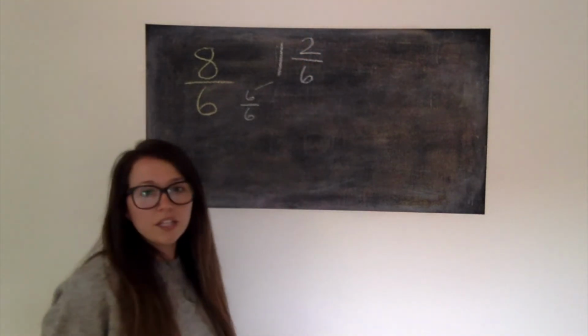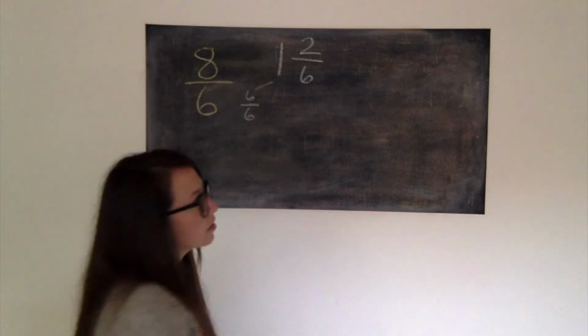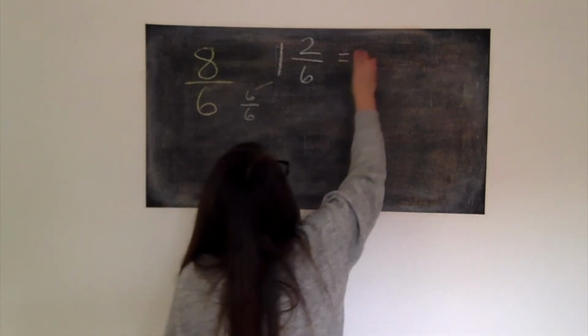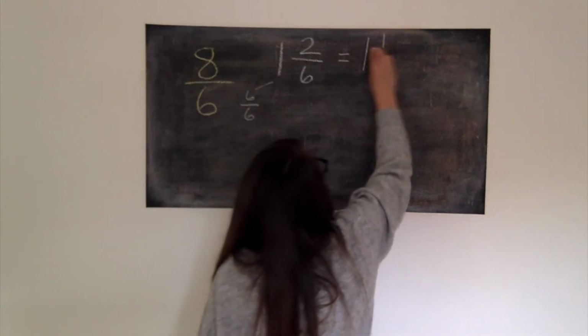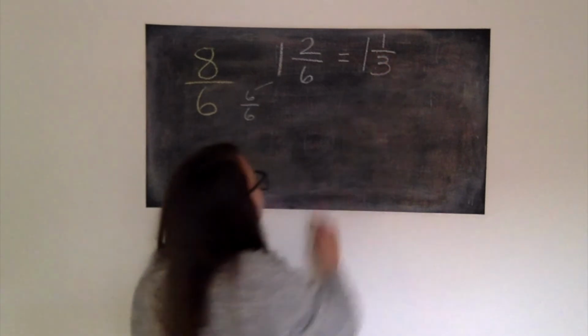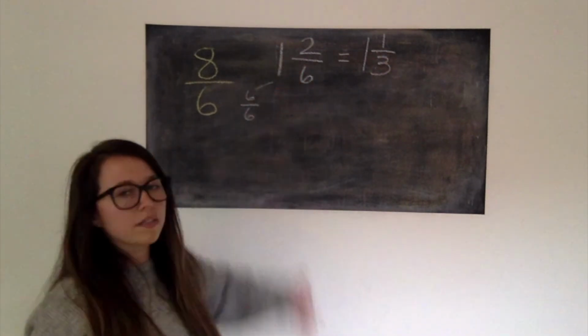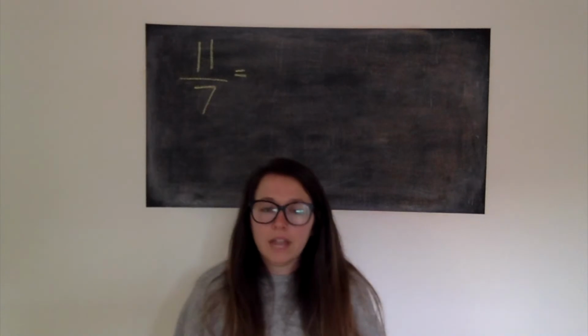Now as a bit of a challenge, we can also simplify this. So this would actually be 1 whole and 1 third, because we've divided the numerator and the denominator by 3. Now time for you to have a go.